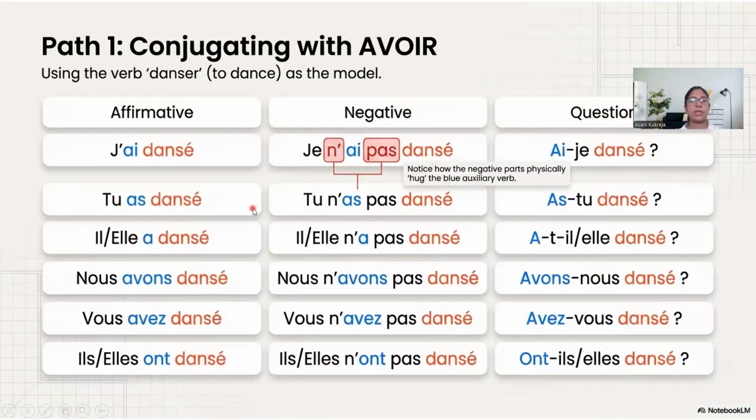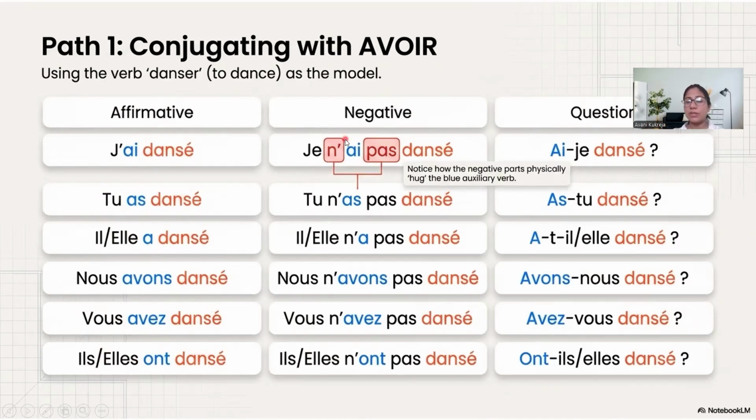Now, this is how we conjugate. For instance, j'ai dansé, tu as dansé, il, elle a dansé. Nous avons dansé, vous avez dansé, ils, elles ont dansé. So we write the subject first, the conjugation of avoir in present, and the past participle.